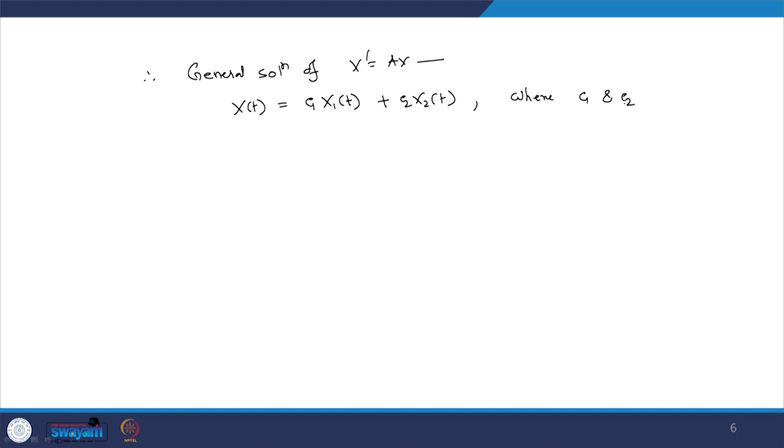So the general solution of x dash equals Ax for this system is capital X(t) equal to C1 times x1(t) plus C2 times x2(t), where C1 and C2 are constants from the field capital F over which the system is defined. So I got this general solution of this system x dash equals Ax.